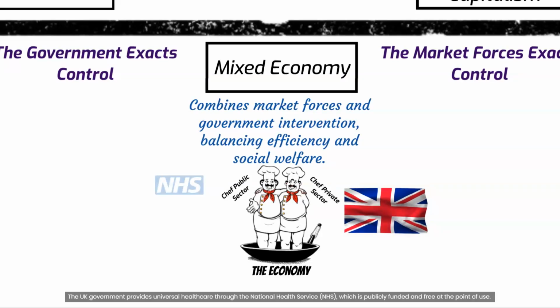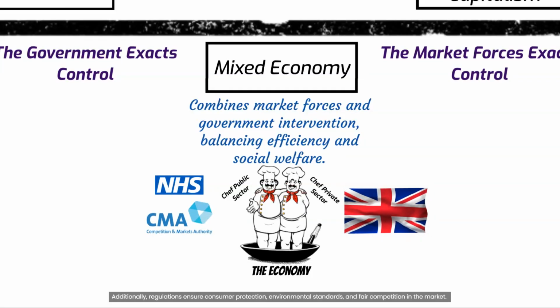The UK government provides universal healthcare through the National Health Service, NHS, which is publicly funded and free at the point of use. Additionally, regulations ensure consumer protection, environmental standards, and fair competition in the market. This blend of market mechanisms and government oversight allows the UK to maintain economic dynamism while ensuring social equity and stability through public services and regulatory frameworks.